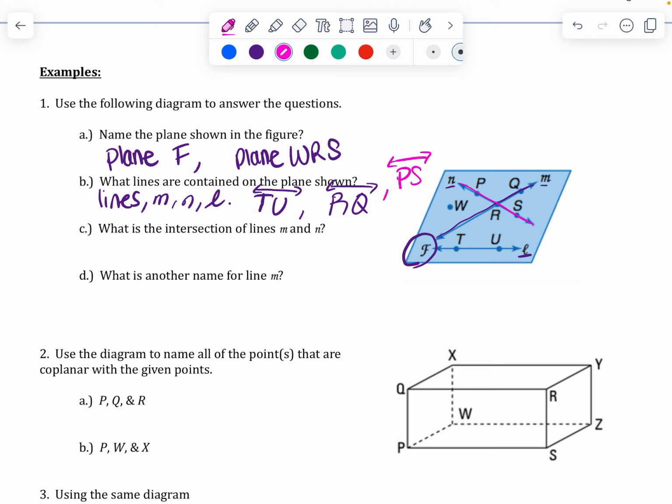What is the intersection of lines M and N? So my purple line and my pink line intersect at point R. I'm going to write that as point R. What is another name for line M? I kind of covered that up here. Line M would be either RQ, or you could do QR because it goes in both directions. It doesn't matter which one you write first.